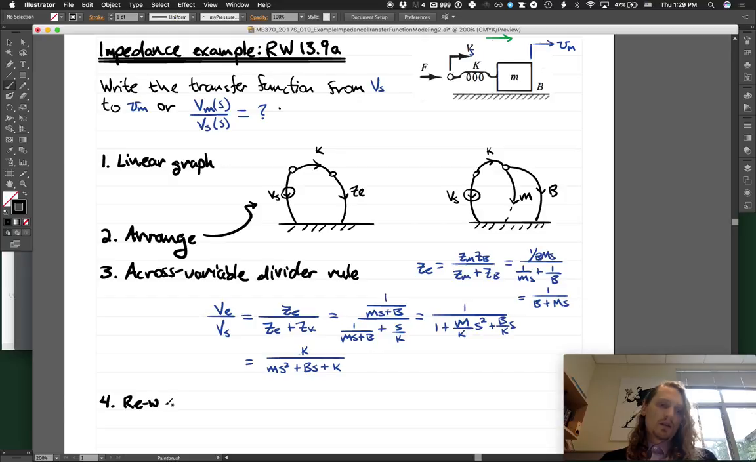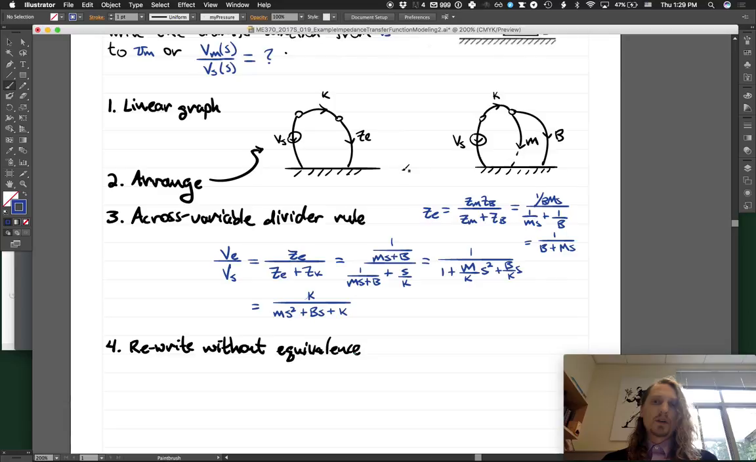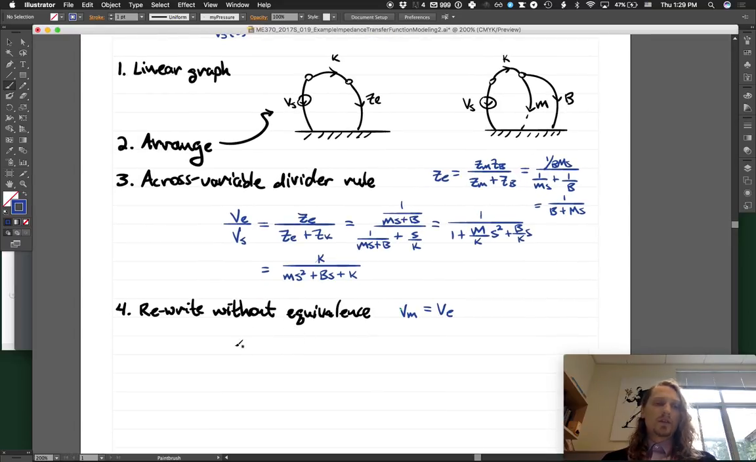We have to recognize that our Vm, which is what we would like to get it in terms of, is actually just equal to VE. So our final transfer function is Vm divided by Vs equals K over ms squared plus bs plus k.